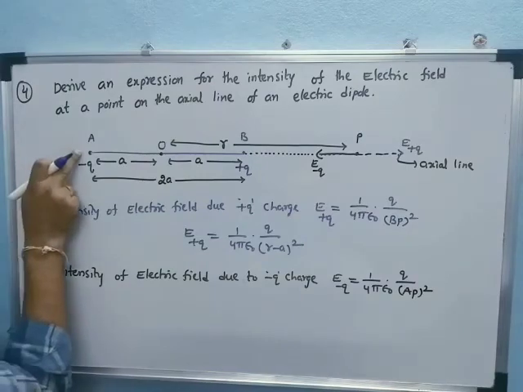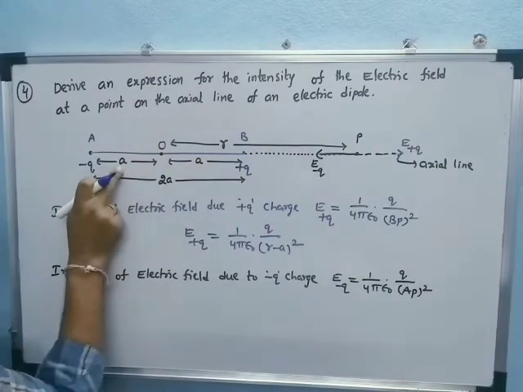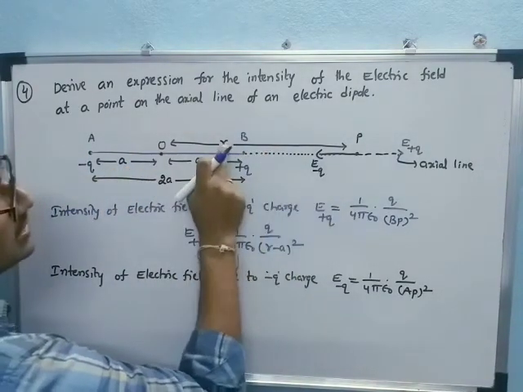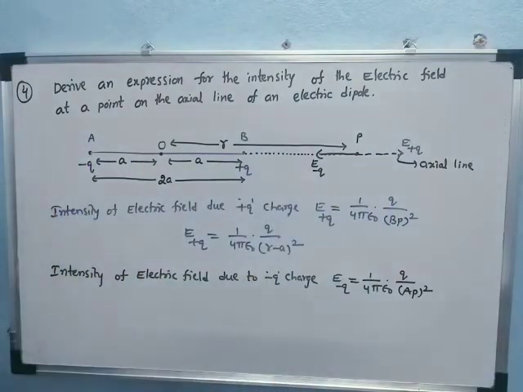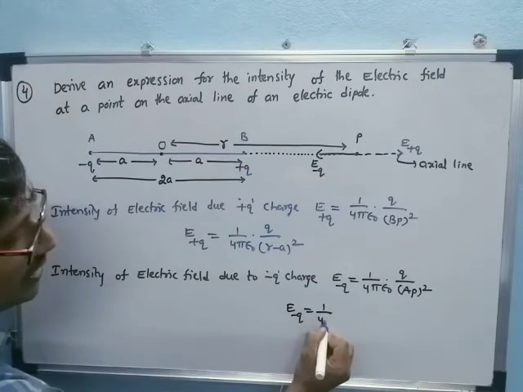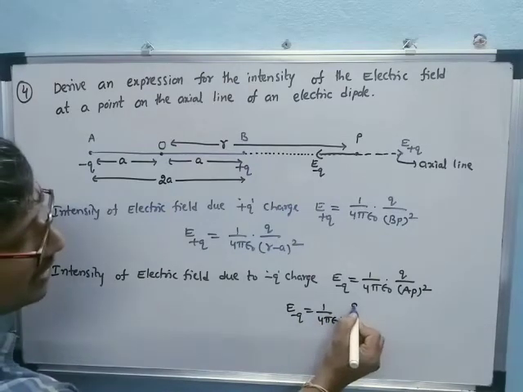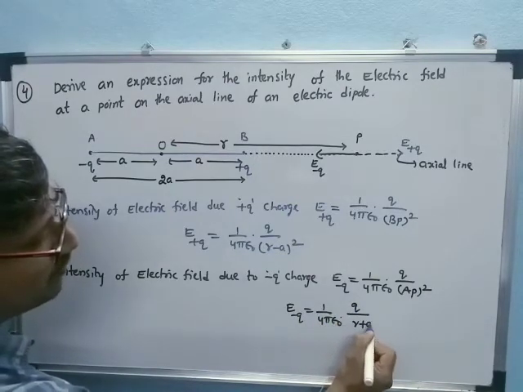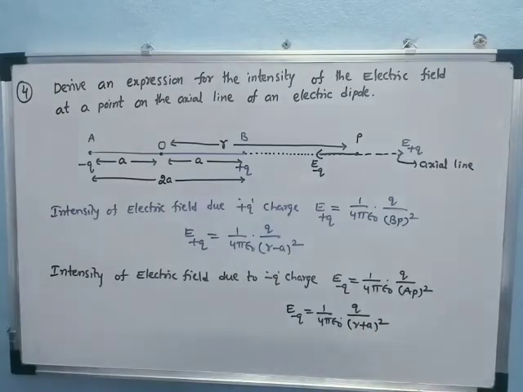We know that A to O, how much is the distance? a. Next O to P, how much is there? r. We add this total distance. So E minus Q is equal to 1 by 4 pi epsilon naught, Q by (r plus a) whole square.